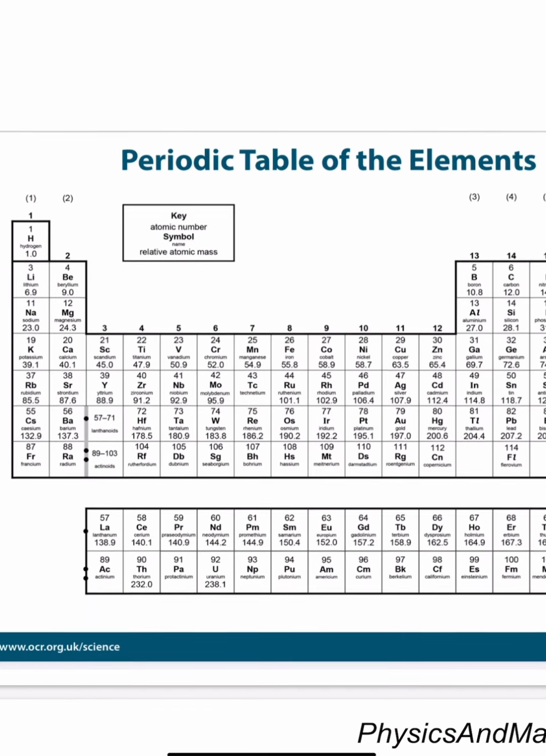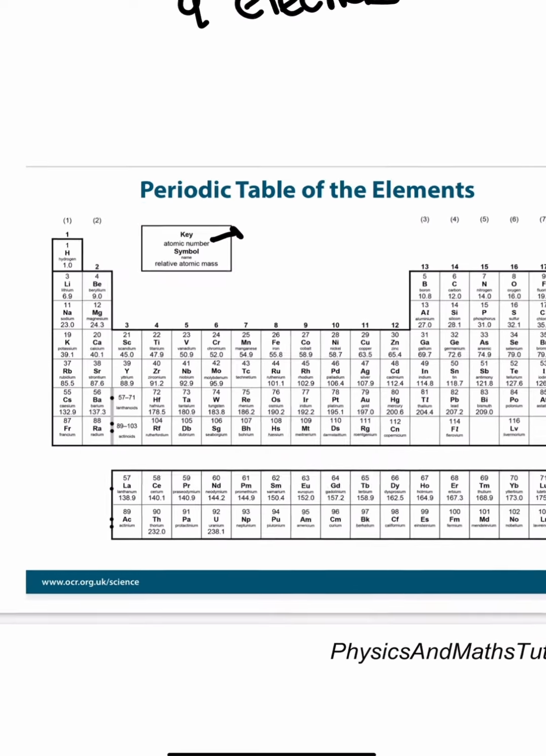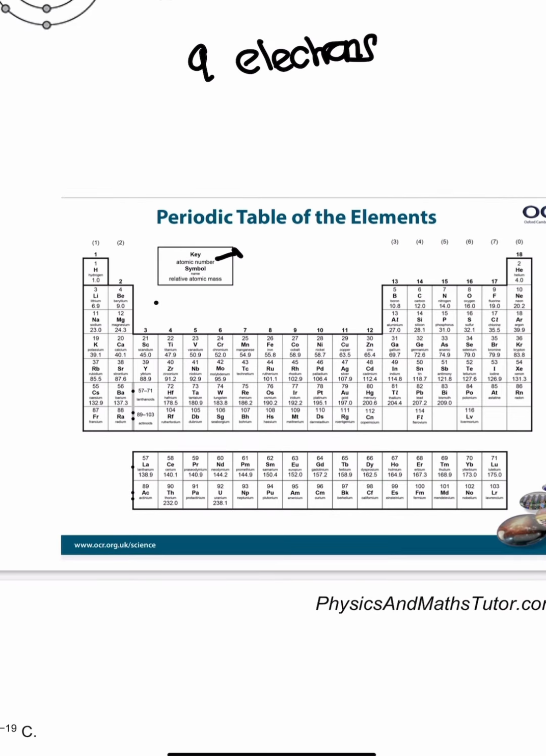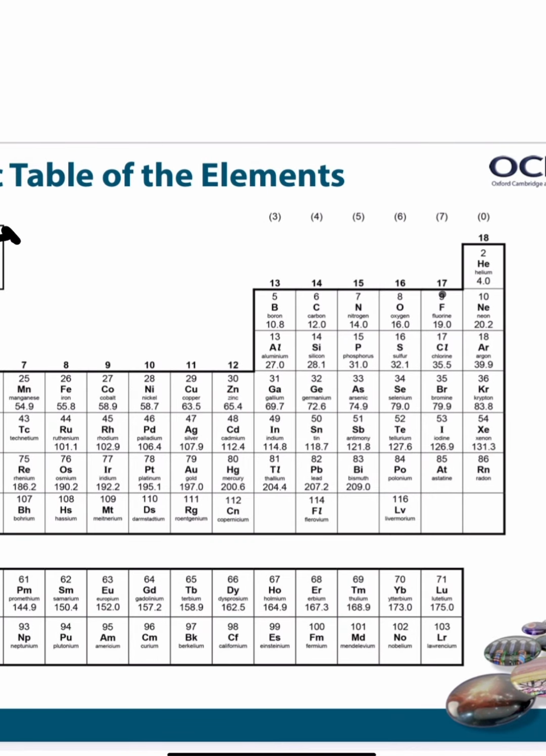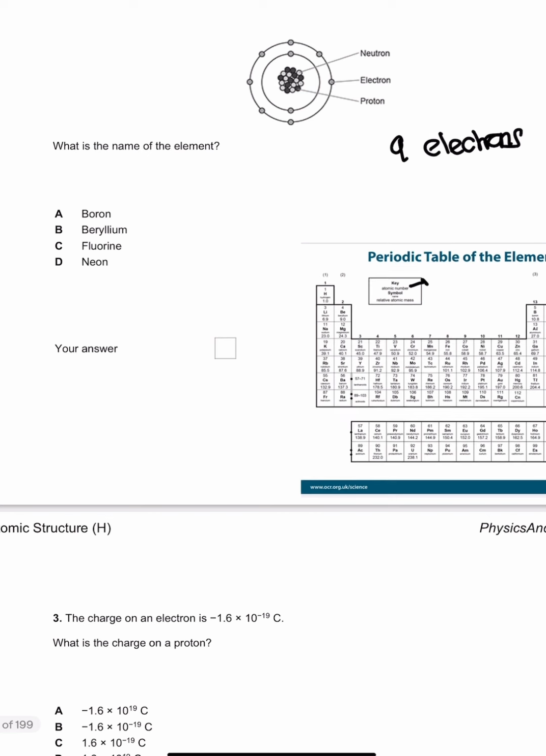Now, if we look at this table over here, the atomic number tells you the number of protons and electrons. So we have 9 electrons, and we need to find out which one over here has 9. And we can see over here, 9 electrons is over here. So we know that this one is fluorine.